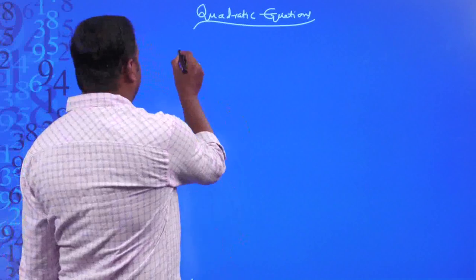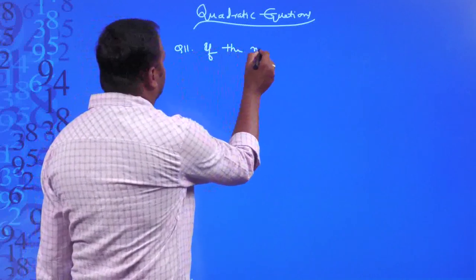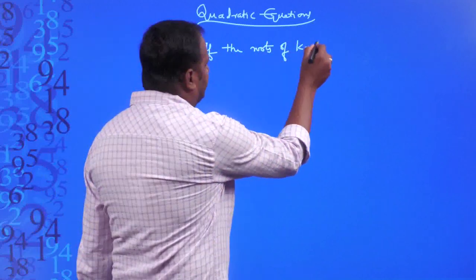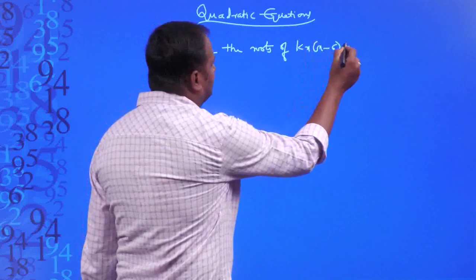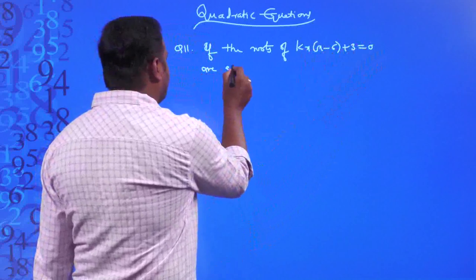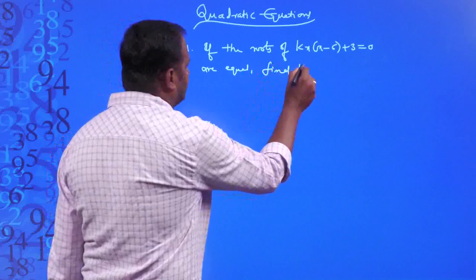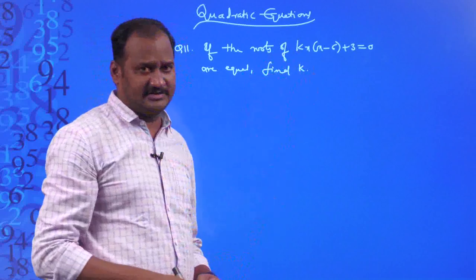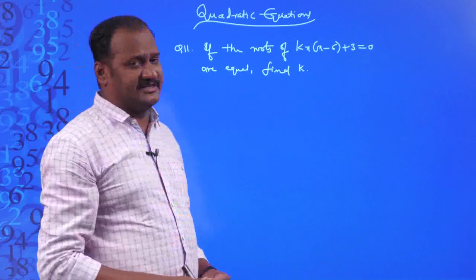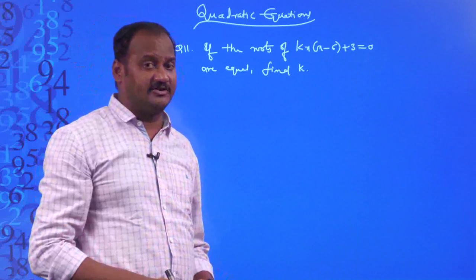Okay, the very first problem is: if the roots of kx into x minus 6 plus 3 is equal to 0 are equal, then find the possible value or values of k. This is the given problem. If you observe the problem, when the roots are said to be equal, the discriminant is equal to 0.